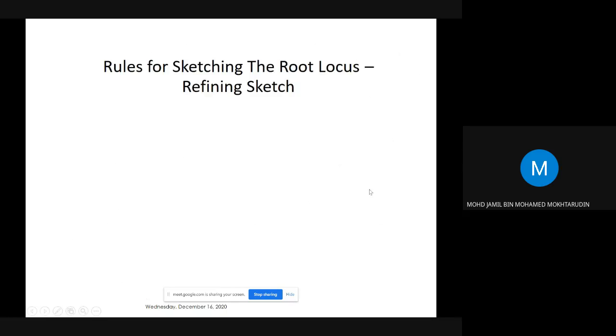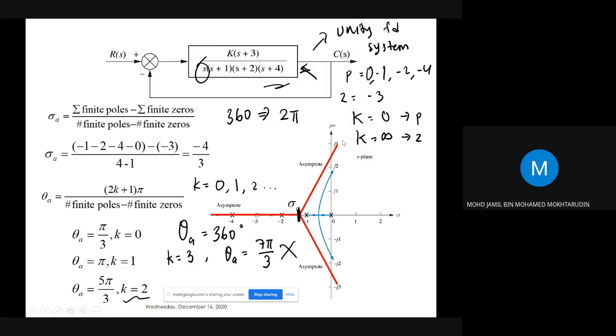Okay, so you have three asymptotes. One is at this angle, pi over 3. The other one is at pi, and another one is at 5 pi over 3. Okay, so there are 3 asymptotes.